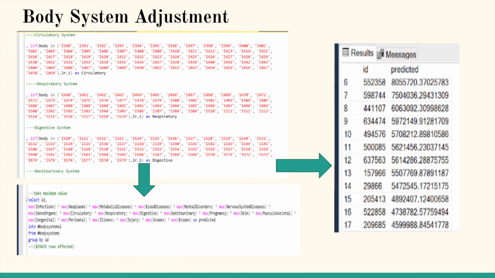Next, we did body system adjustments. So first we categorized the different ICD-9 codes into different categories based on the body systems, such as circulatory system, respiratory system, digestive system, and much more. Then we multiplied each body system to get the product of maximum value. Finally, the output shows all calculations and predicts a value for each ID.